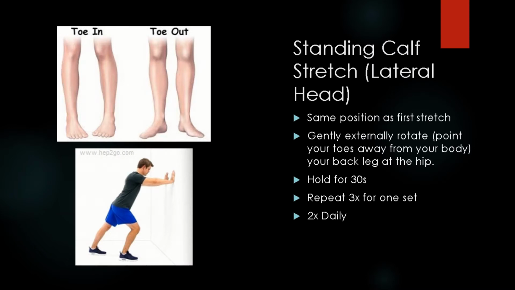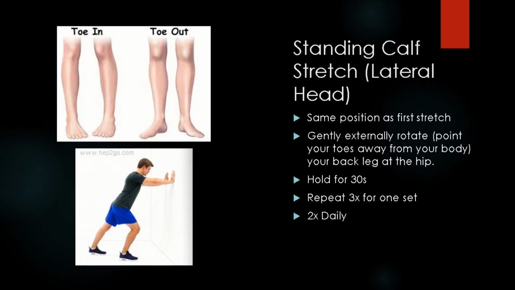Next, we have the standing calf stretch, lateral head. Now, I wanted to go ahead and put in this first picture here showing the toe in versus the toe out. For this particular exercise, we are going to gently externally rotate, or point your toes away from your body, for your back leg at the hip. Let's look at the picture, toe out. You see how his toes are pointing to the outside of the center line of his body.